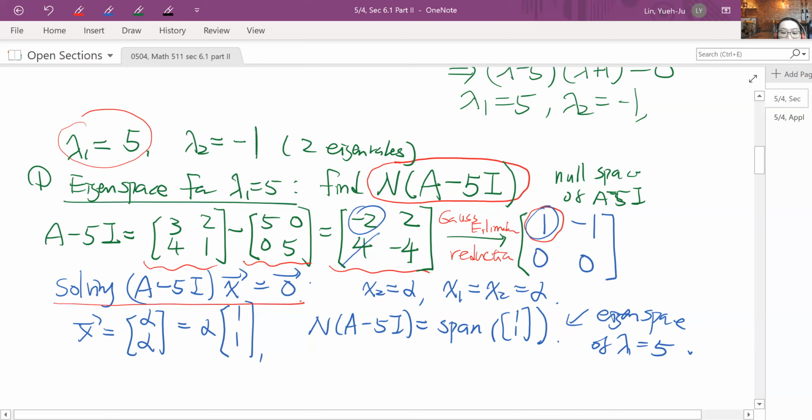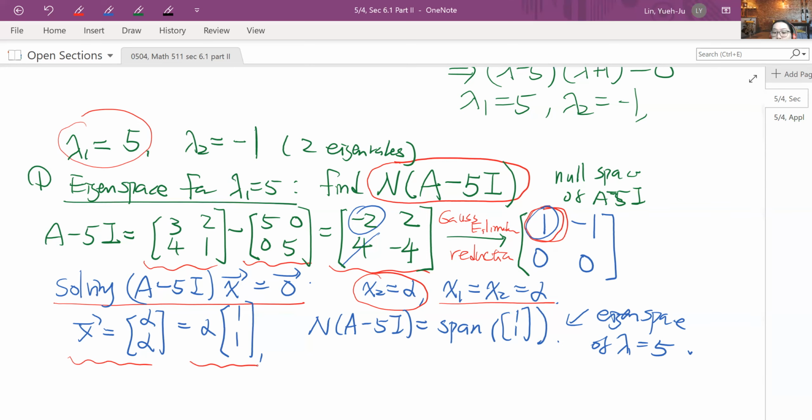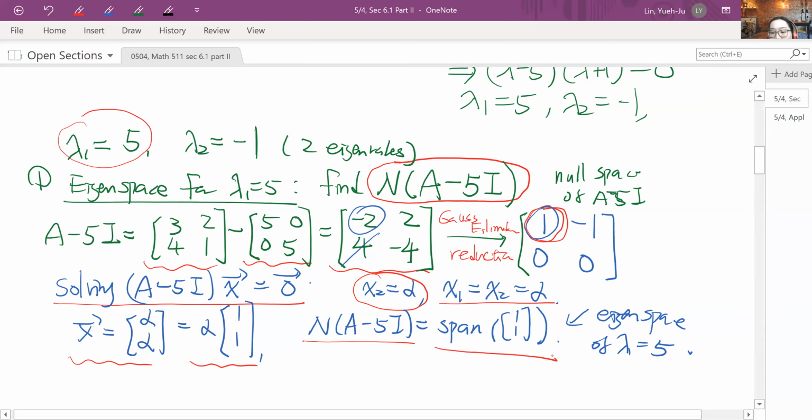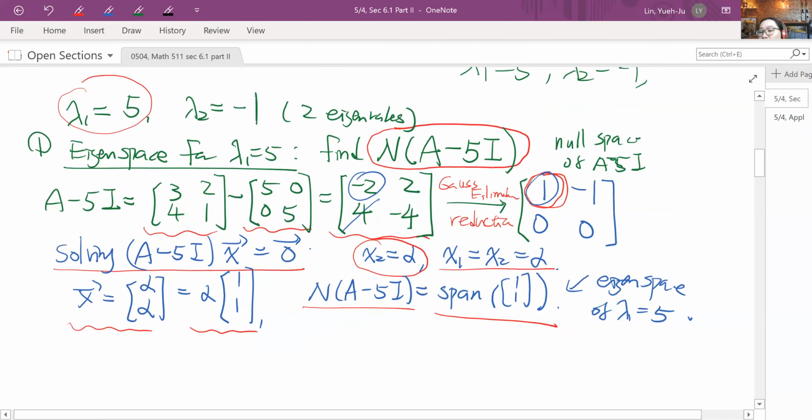So I'm solving for the null space. From here, you can see that the pivot is at x1. So x2, I call it alpha. And in this case, x1 equals x2 equals alpha when you're trying to solve the null space. So basically, all the solutions in the null space look like some number alpha times (1, 1). So we know that the null space is the span of (1, 1). And this is essentially the eigenspace for this particular eigenvalue.